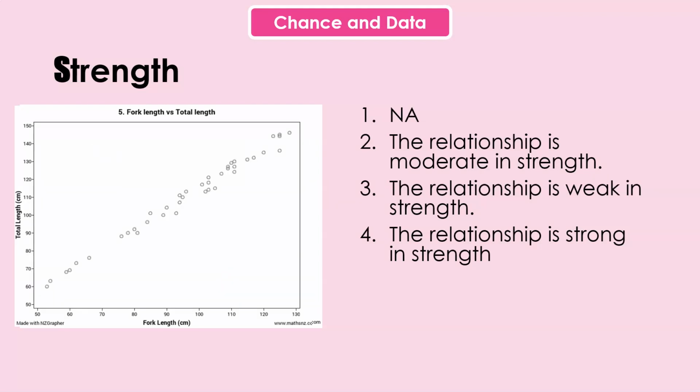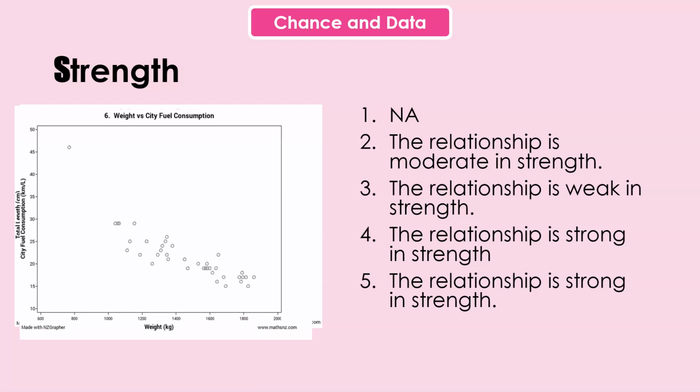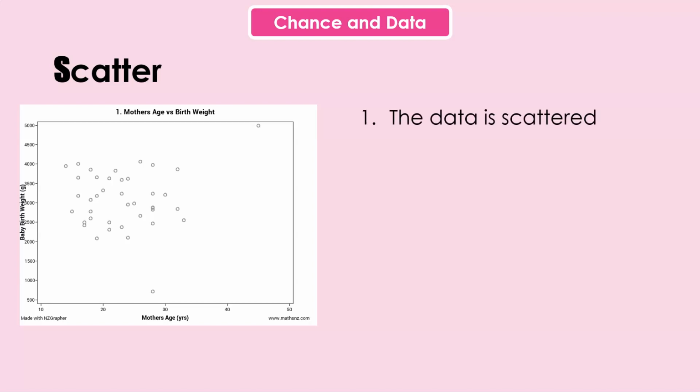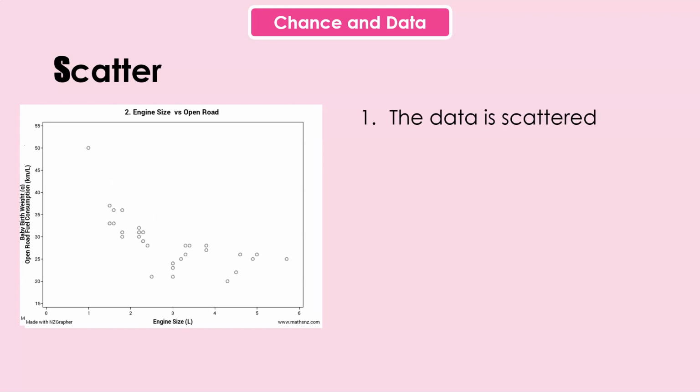The fork length, that's very strong in strength, a positive association. And the last one, the weight and fuel consumption, we can say that that's moderate in strength. So after strength, we then look at the scatter. The data is scattered for the first one. It's all over the place. The second one, the scatter seems fairly even all the way along.